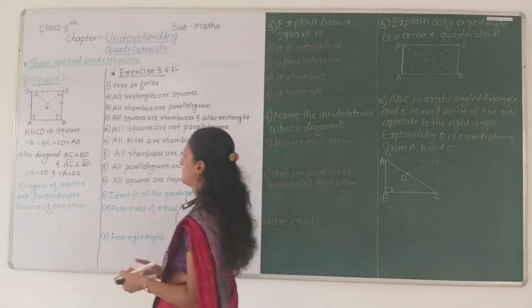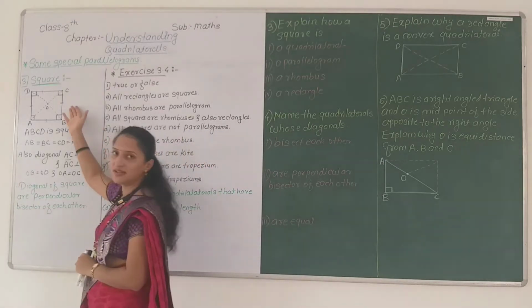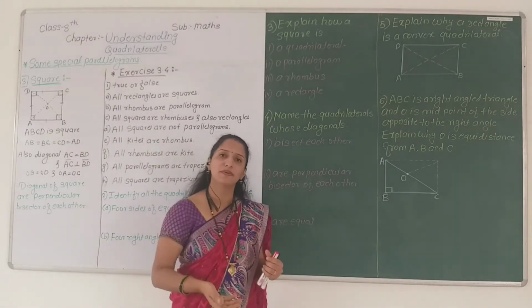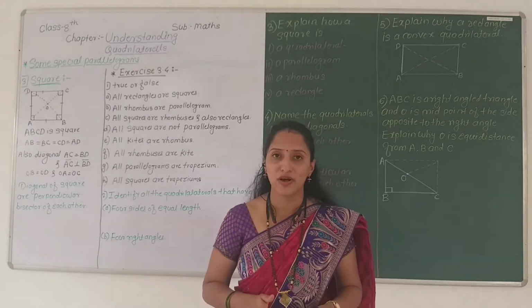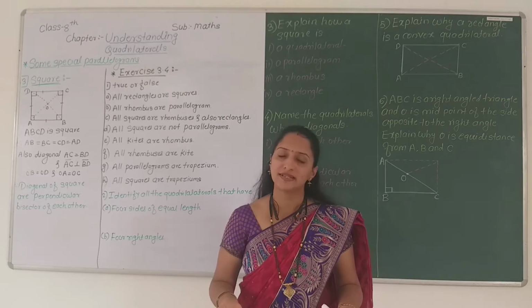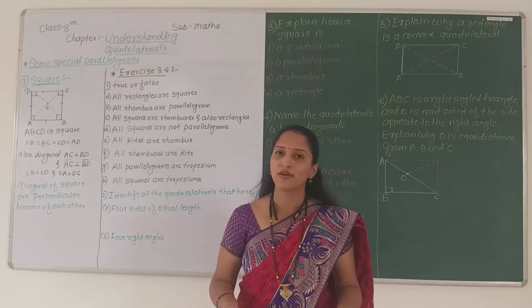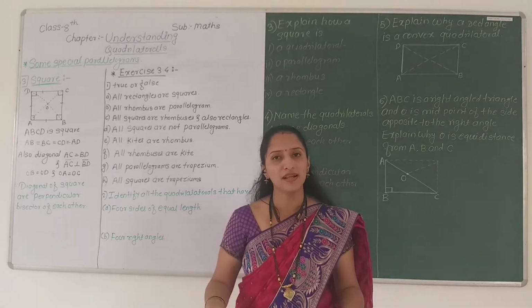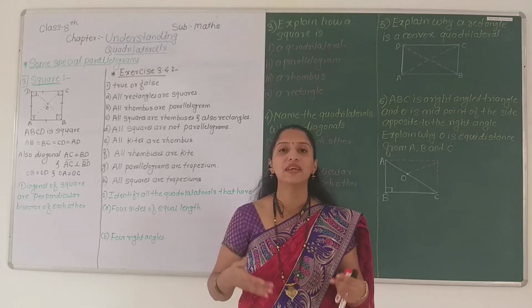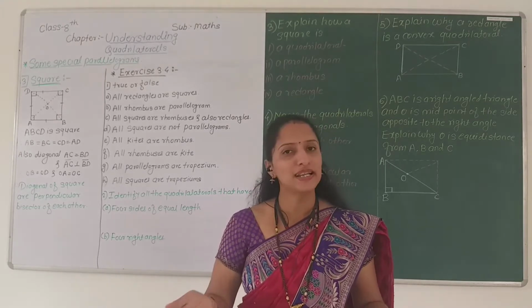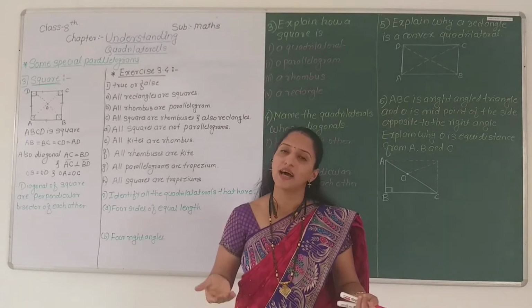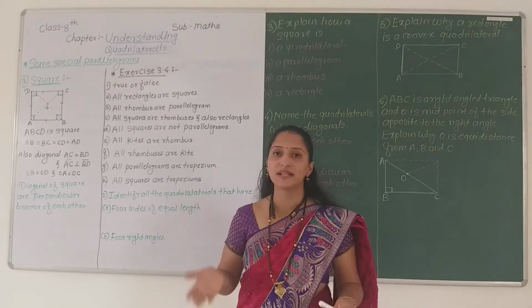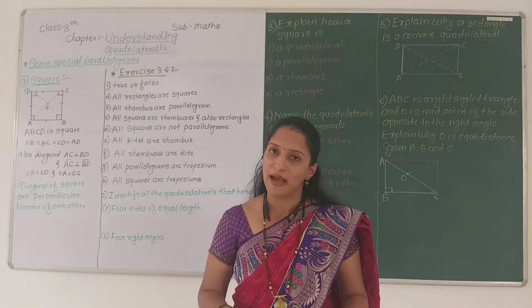Now, square. All of you know square, right? We have learned it in your previous classes. Square is a parallelogram. Square is also a parallelogram. Since what is the property of a parallelogram? Opposite sides are parallel. If a quadrilateral has opposite sides parallel, then it is a parallelogram. So, in a square also opposite sides are parallel. So, square is also a parallelogram.